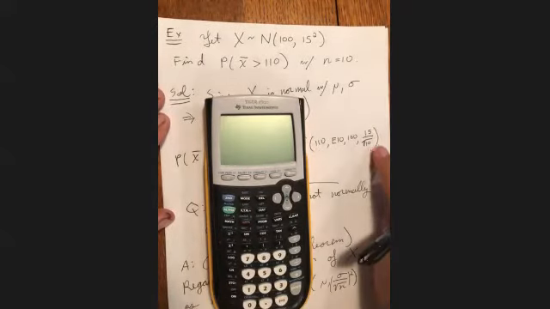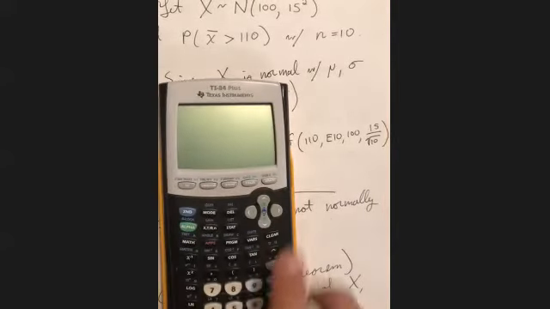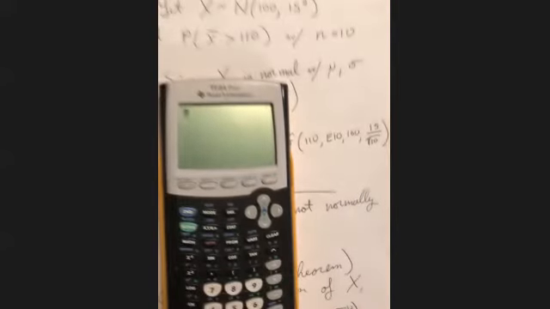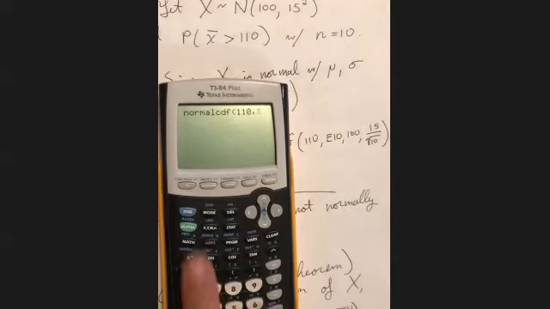So I'll keep that list here so you can see it. So going over this again, to pull up the normal CDF function, you hit second, you hit vars, you go down to the second option that pulls up normal CDF, and then you have to put in the lower bound, the upper bound, the mean, and the standard deviation. Close parentheses.